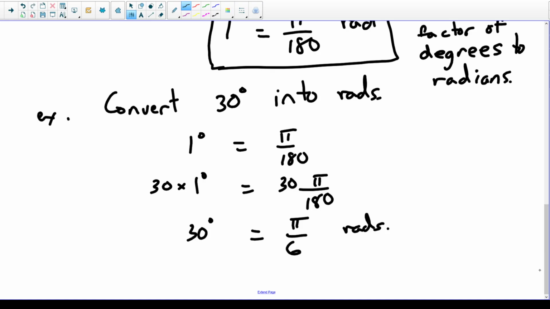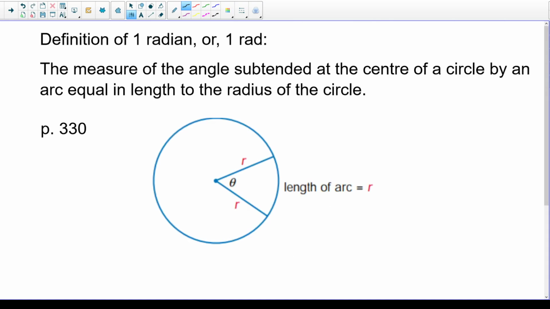In your textbook, they actually have a definition of 1 radian. I don't particularly like this definition. I mean, it's important in math, but it's difficult for students to understand the link between this and what I just showed. So I'm going to put it here in your note. I'm going to talk about it for a second. You can go read up on it on page 330 in your textbook if you really want to.